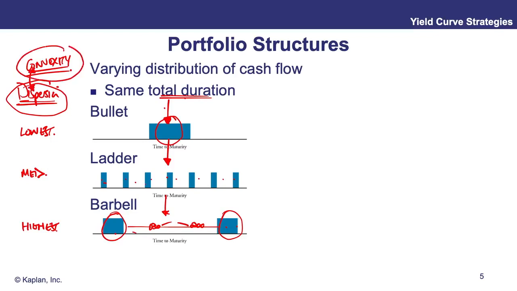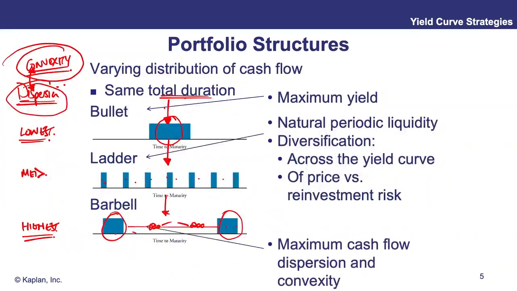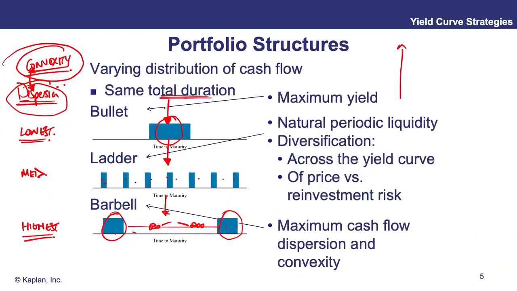So we can say that the convexity of the bullet will be lowest, the convexity of the barbell will be highest, and the ladder will be somewhere in between. With a concave yield curve, you would expect the yield of the bullet to be highest. Okay, with a concave yield curve, a bullet with cash flows here is likely to have a higher yield than a barbell with cash flows that are distributed down here and up here. Due to the concave nature, we're not getting as much yield pickup on these cash flows as we are losing in yield on these cash flows, essentially.